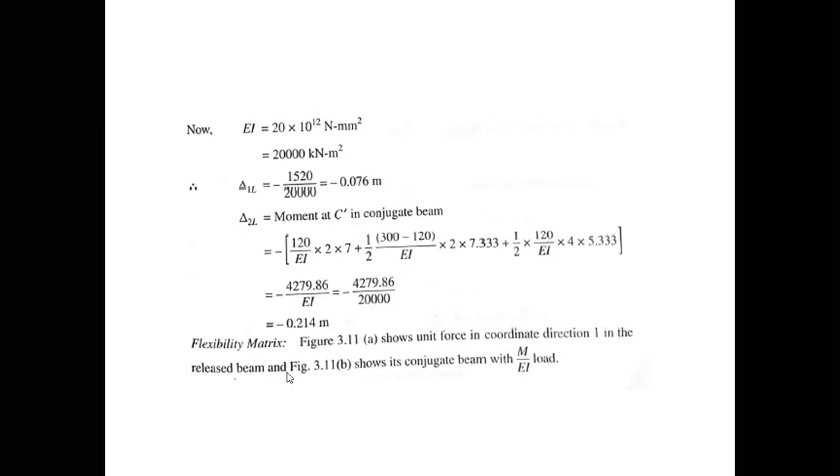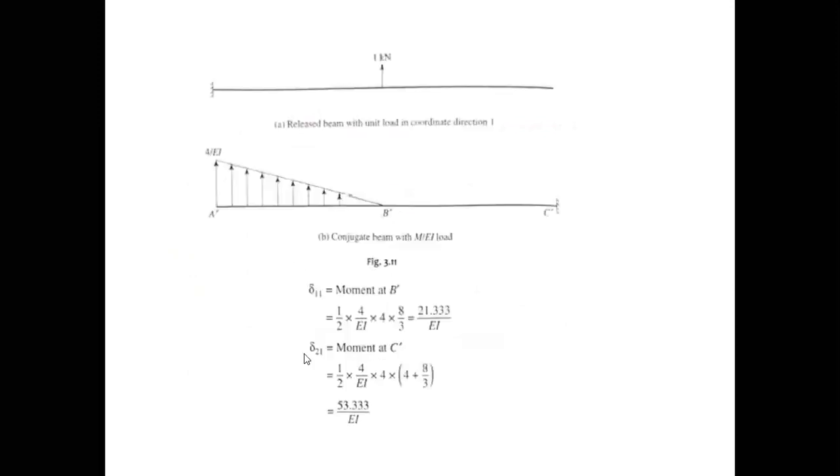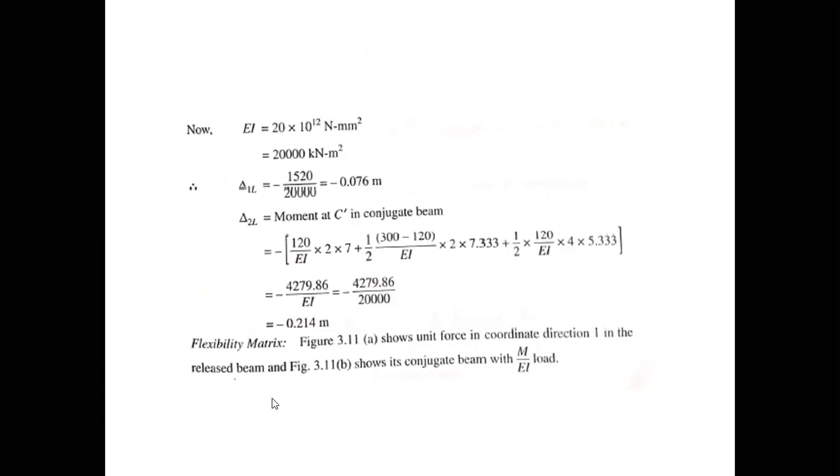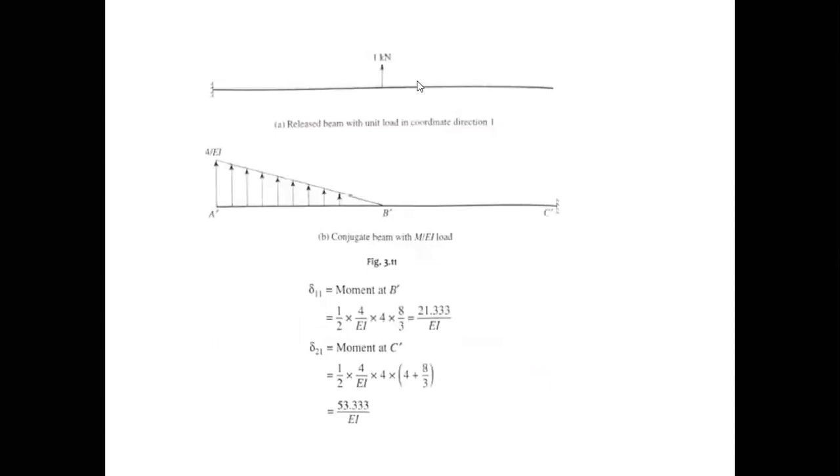Now, for getting the flexibility matrix, we have to apply the unit load in coordinate direction 1 as well as 2 and get the final displacement. So this is how we have applied a unit load of 1 kilonewton in coordinate direction 1, and this is the M upon EI diagram for the same. This will give the value of del 11, that is displacement in coordinate direction 1 due to the load applied in coordinate direction 1 only. So this is displacement in coordinate direction 1, when the load is applied in the coordinate direction 1.